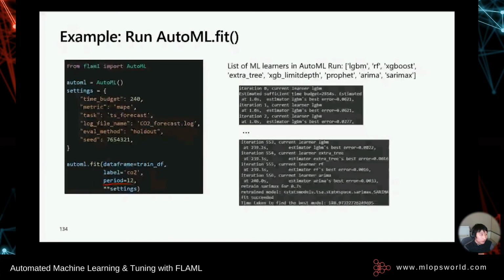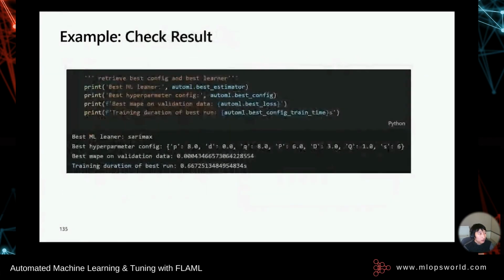When we run AutoML.fit for this training dataset, both regressors and statistical forecasting models are included in the AutoML run. In the end, a tuned Sarimax model is chosen as the best model and retrained on the full training dataset. We can find out more information about the best configuration by checking the best config, best loss, best config train time, etc. We can also visualize the learning curve for the AutoML process, as we demonstrated before.